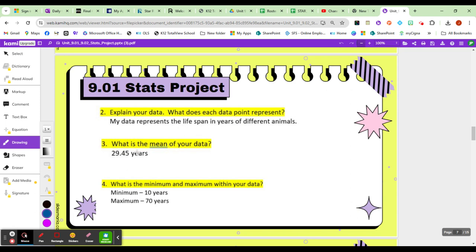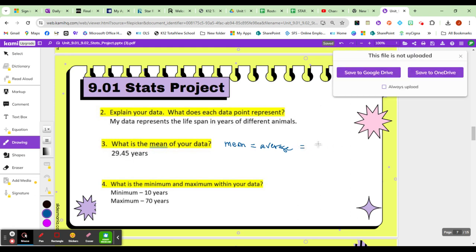Number 3 is asking you for the mean. So remember that the word mean, M-E-A-N, is the same thing as average. And when we find the average, we have to add up, so we have to find the sum, and divide by how many numbers we have. So I have 20 numbers.